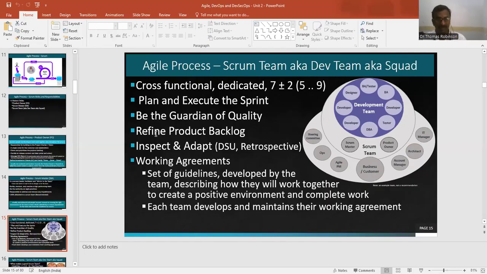They refine the product backlog. One of the major problems in Scrum and Agile is keeping the backlogs, so first we have to check what backlogs there are, finish them first, and keep the development up to date. Then inspect and adapt in the retrospective. Then the working agreement: a set of guidelines developed by the team describing how they will work together to create a positive environment and complete work. Each team develops and maintains its own working agreement.